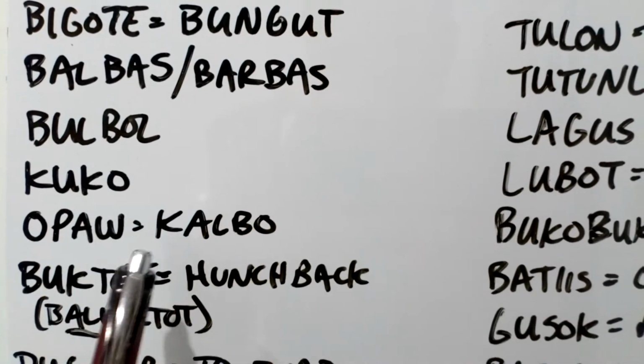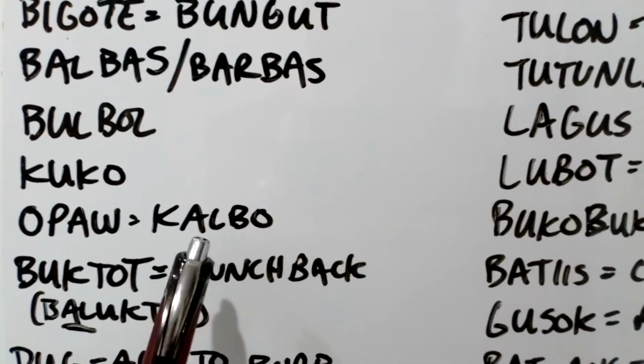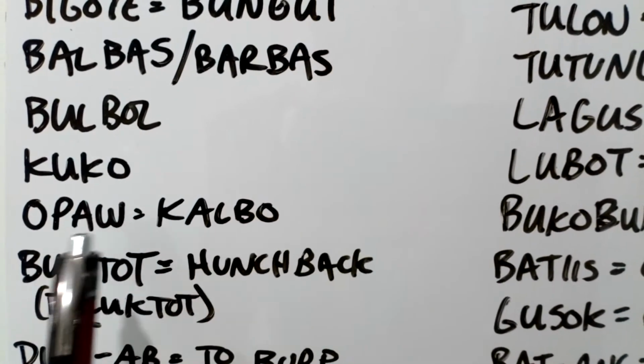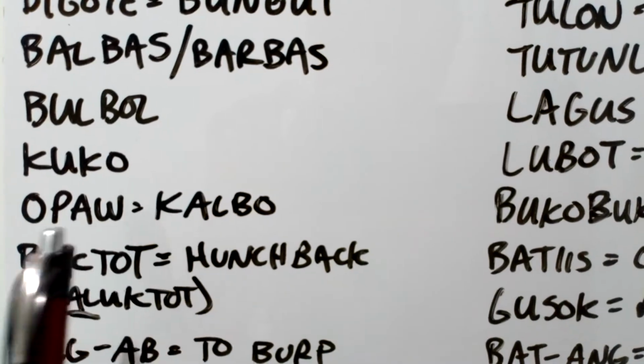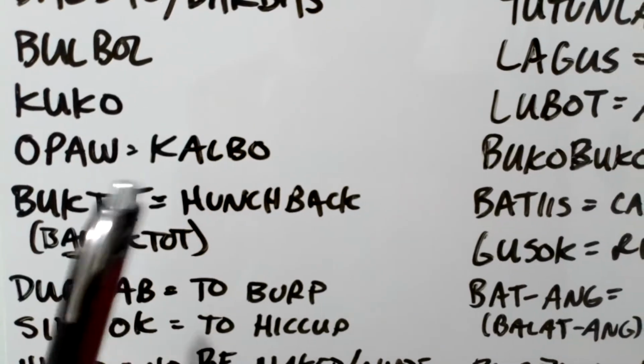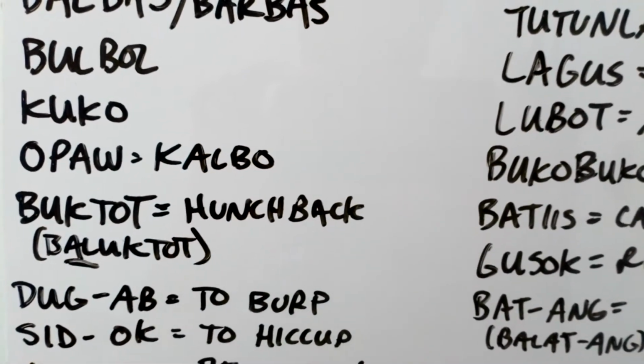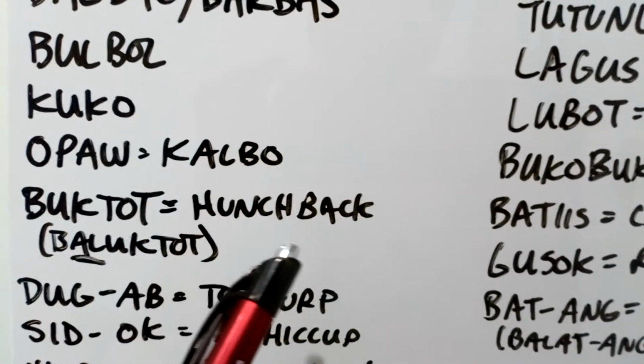Opao, right? Opao is kalbo. For those of you who don't know, kalbo is bald, right? Both words exist. Opao and kalbo. They both mean bald or bald-headed. And they're both Cebuano words. Upao is the indigenous word. Kalbo is a borrowed Spanish word. They both exist, okay?